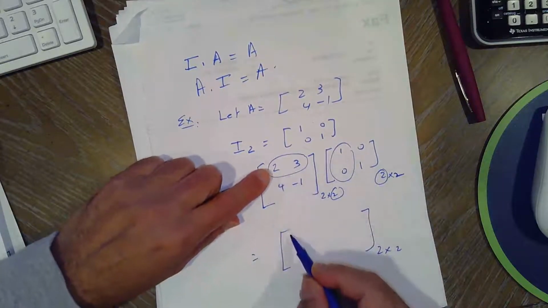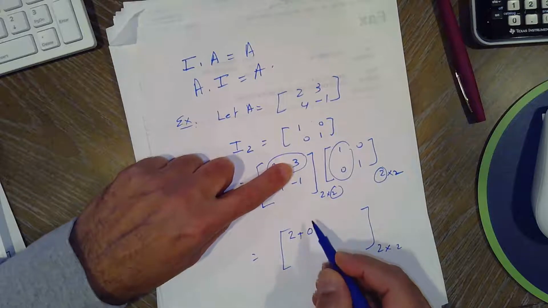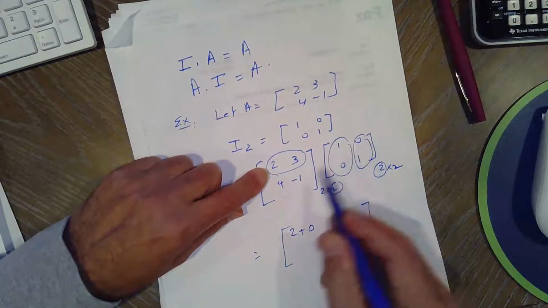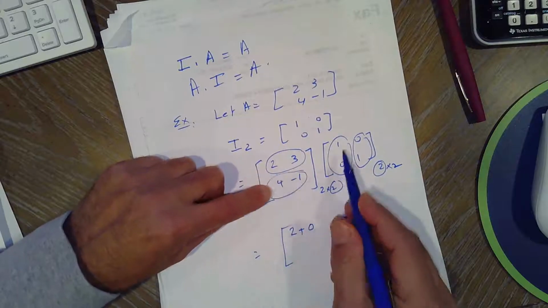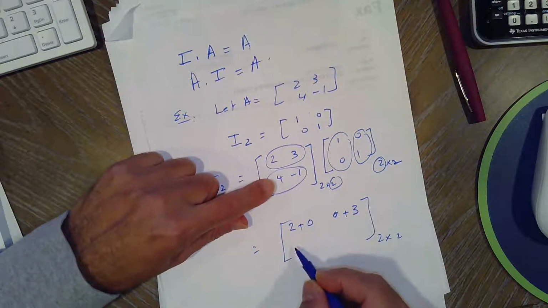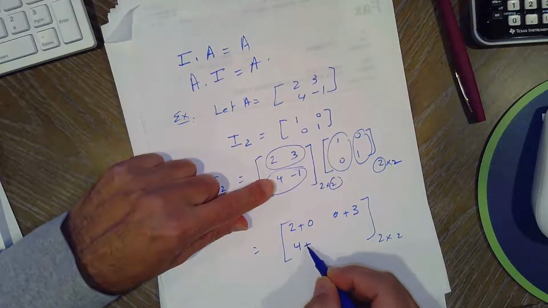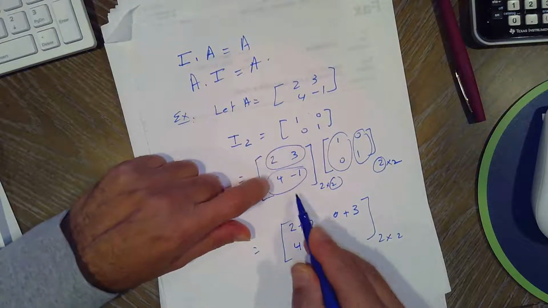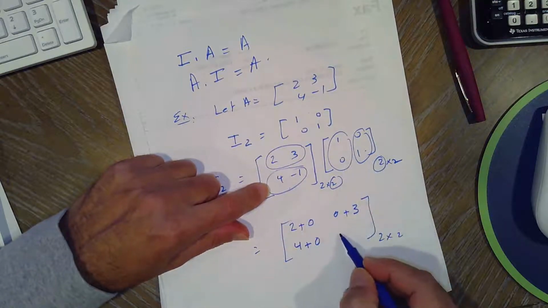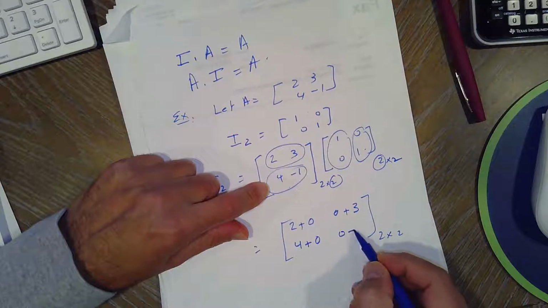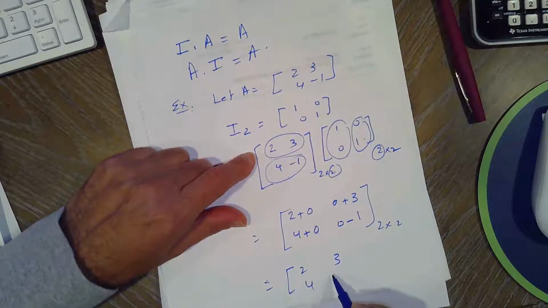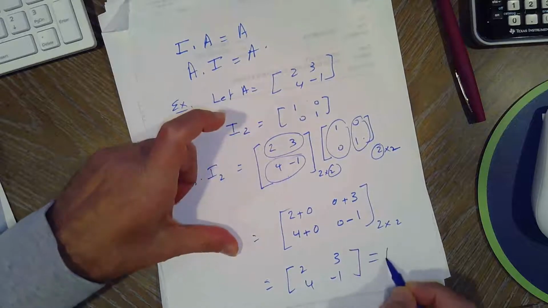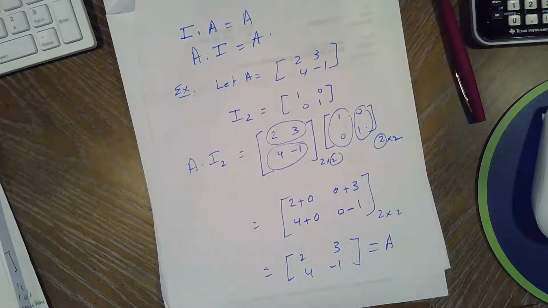2 times 1 is 2, plus 3 times 0 is 0. Then 2 times 0 is 0, plus 3 times 1 is 3. Then the second row, first column: 4 times 1 is 4, plus anything times 0 is 0. Second row, second column: 4 times 0 plus negative 1 times 1. And you can see it's going to be exactly matrix A. Okay.